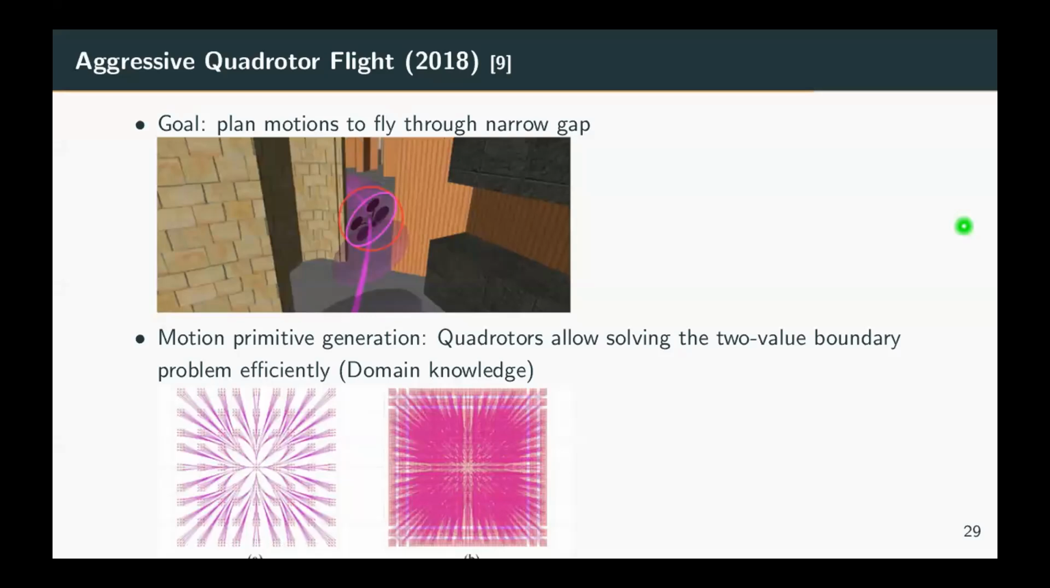Okay, then I want to show a second example. So this one is a little bit more in my domain of expertise. It's about flying drones. And so here typically the goal is you're in a very obstacle-rich environment and you want to find a valid motion that goes through a gap. And quadrotors are interesting because they are in 3D instead of 2D, of course, but they're also very agile, so they can move very quickly.